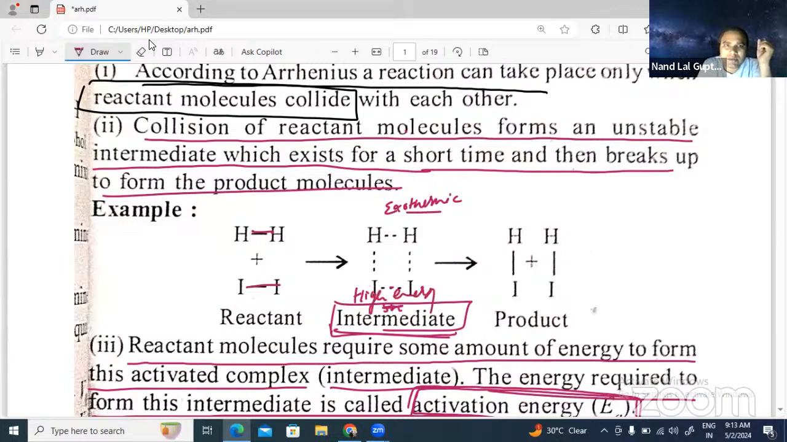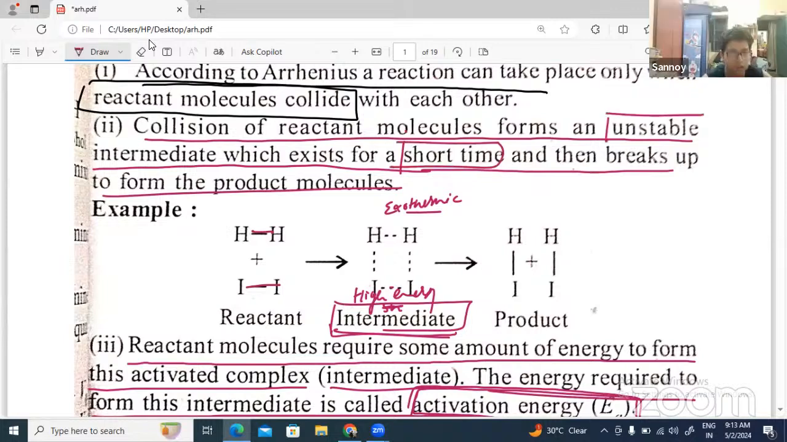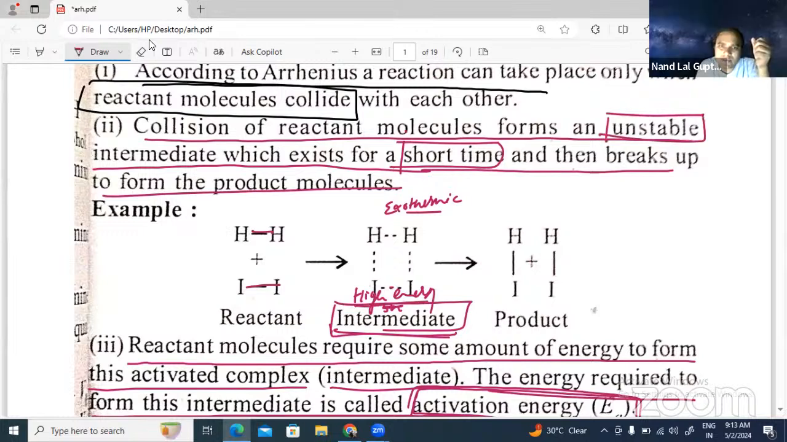Reactant, unstable intermediate exists for a short period of time. So this is high energy, that is why it exists for a short time. That is why it is unstable. Anything which is high energy is unstable. So this is what high energy they are talking about. This intermediate is going to be unstable.